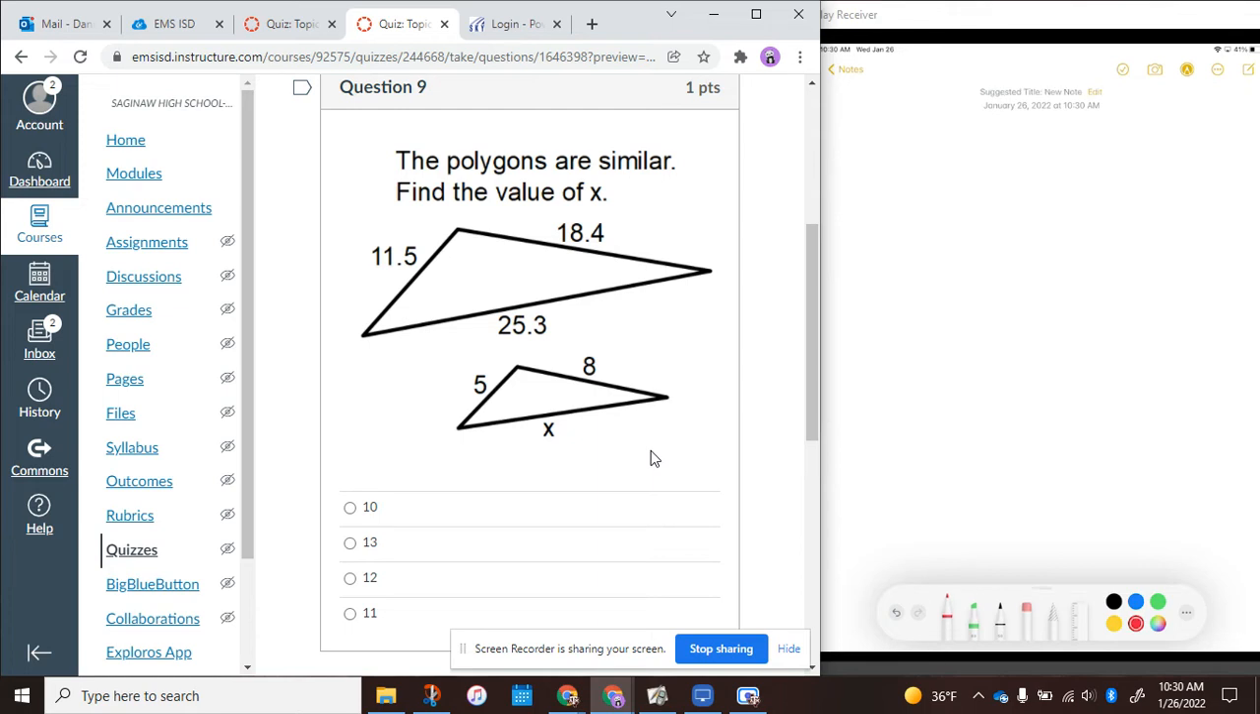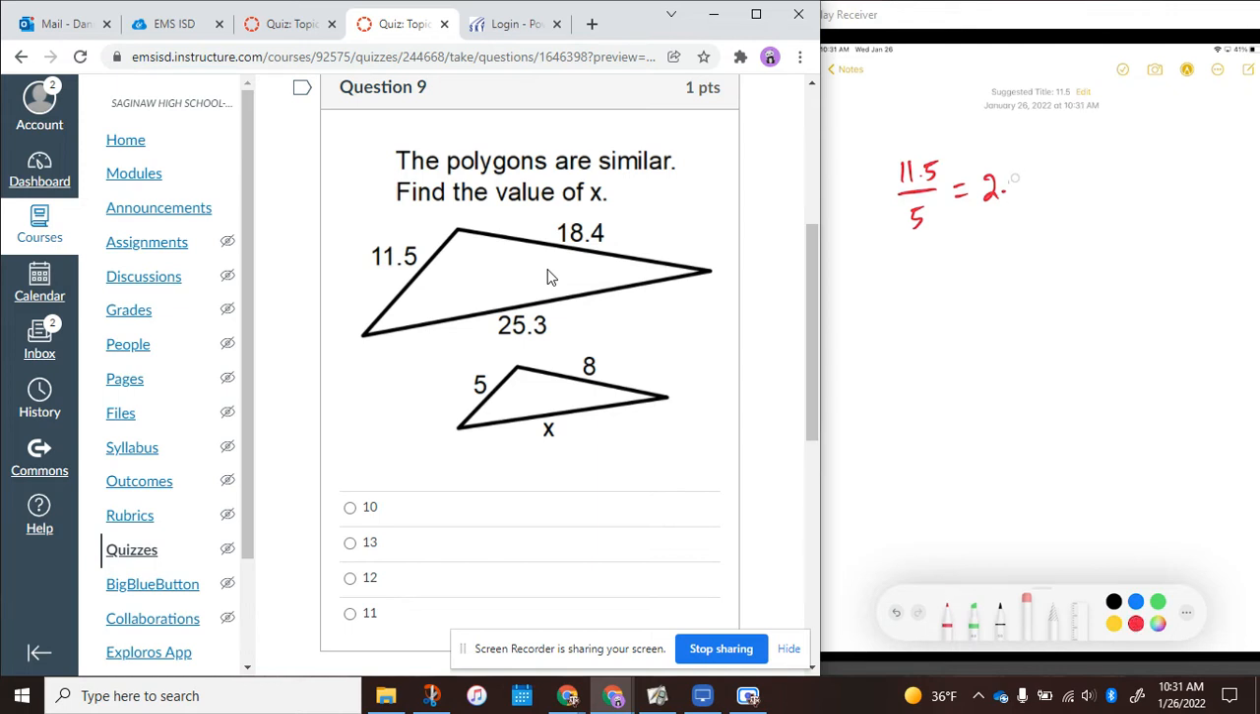Okay, so what we can do is just like last time. There's a relationship between these numbers up here and these numbers down here. We can find the scale factor to go from one to the other. Here's what I'm going to do. We can set it up like this, 11.5. The corresponding side on the smaller one is 5. That gives us a scale factor, if you divide that out, of 2.3.